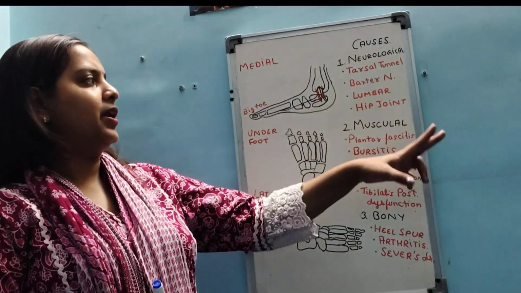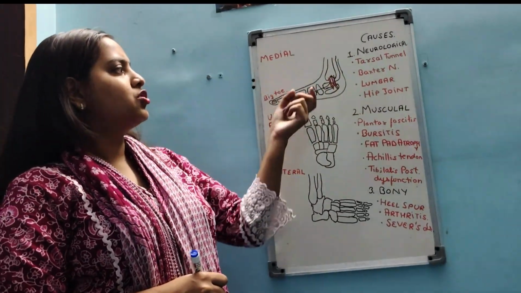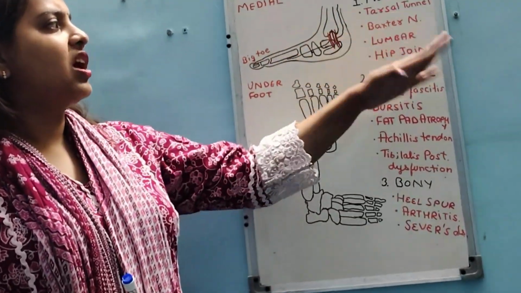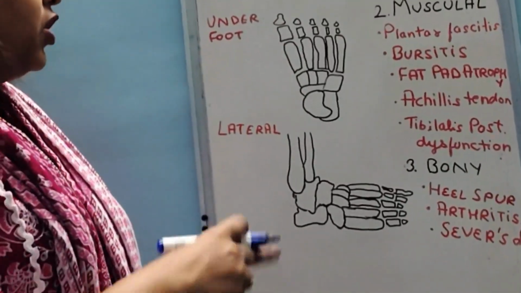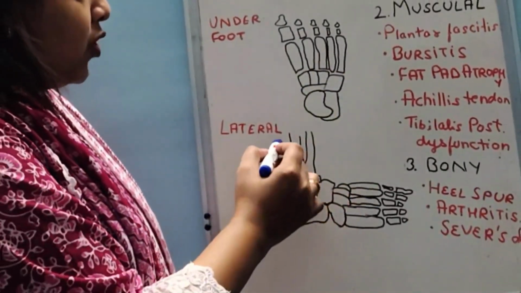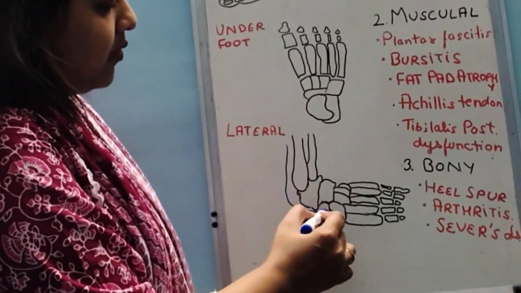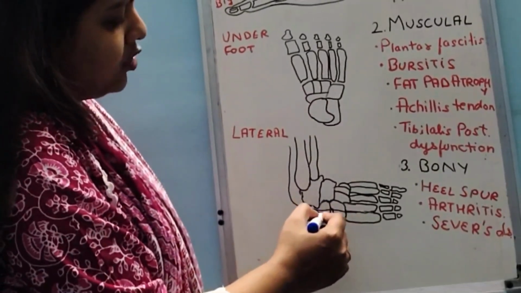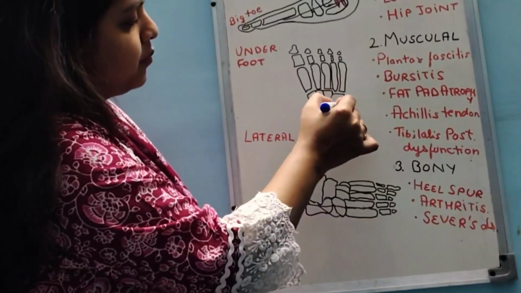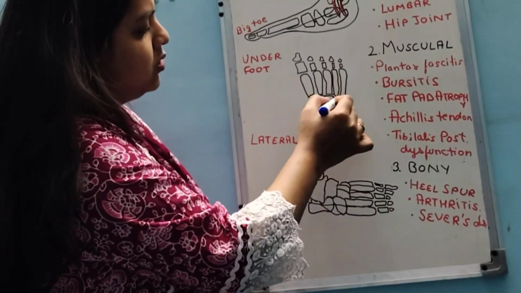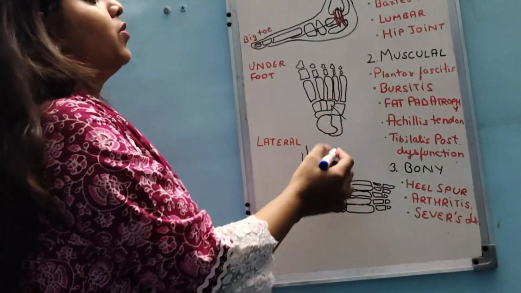Next is Baxter nerve compression. Now just like tarsal tunnel syndrome, we also have a Baxter nerve. Baxter nerve is a part of the lateral plantar nerve. So we come to the lateral part. From here the lateral plantar nerve is passing, and here we have a branch called Baxter's nerve which rounds itself and comes here under the plantar part of the foot.